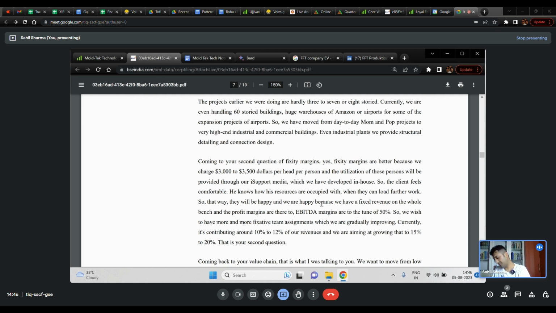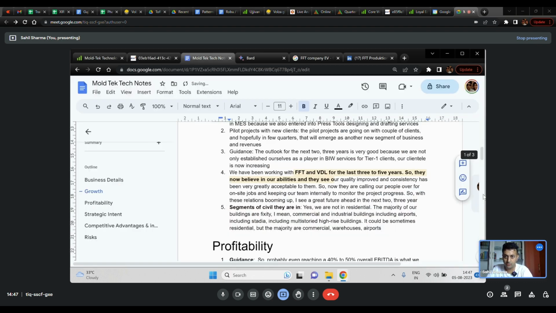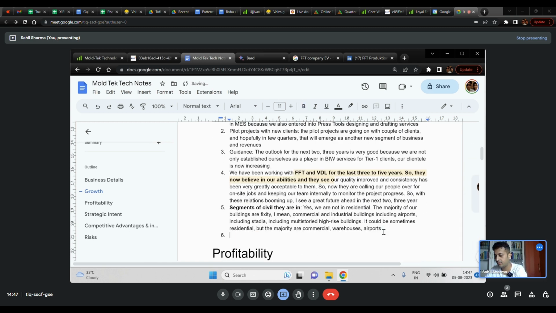So he's talked about how they have climbed up the capability curve. They used to do 3 or 7 or 8 storied buildings, and now they are doing 60 storied buildings, huge warehouses of Amazon or airports or expansions of airports, right? They moved from the mom and pop kind of buildings to very high-end industrial and commercial buildings. Even for industrial buildings, we provide structural detailing and connection design. So this is the core structure, and that's why it's very safety critical kind of design. So all of this would also come in growth journey.